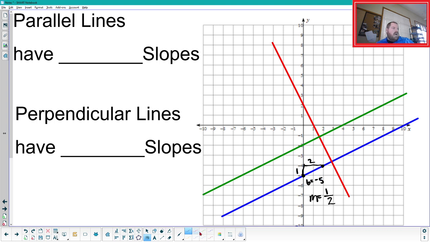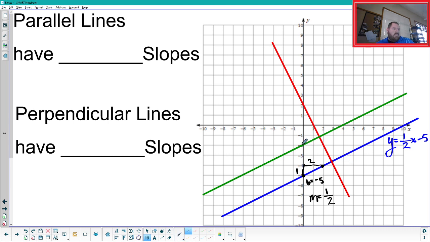So this blue line has the equation y equals 1/2 my slope times x minus 5. Okay.